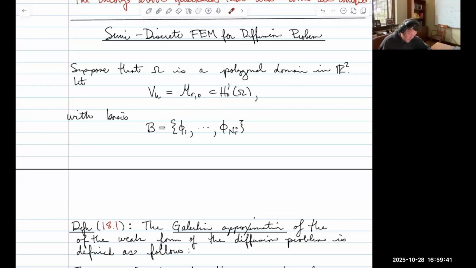Well, we said it's best if we think about omega as being a polygonal domain. Let's consider it to be so in R2. Suppose that VH is our finite dimensional favorite subspace of choice.